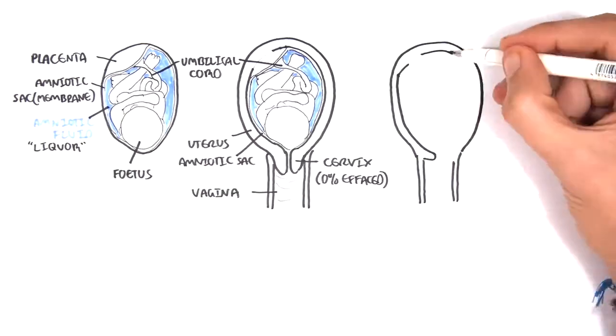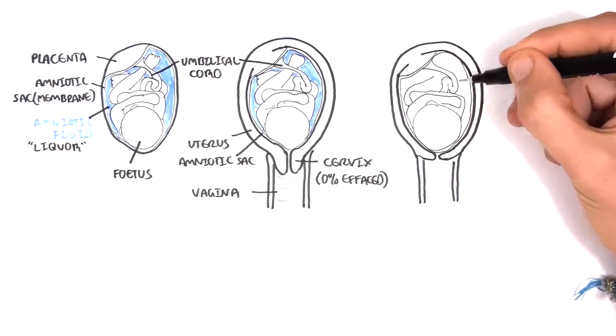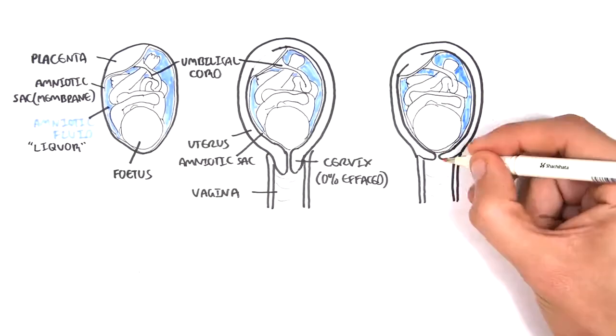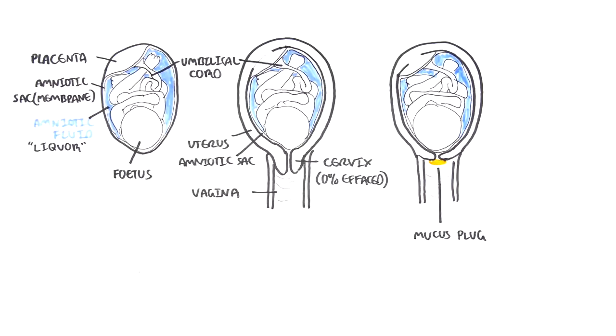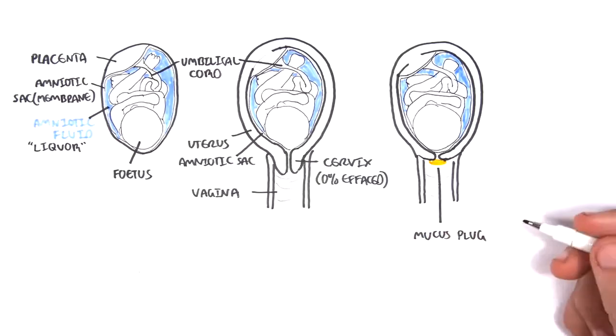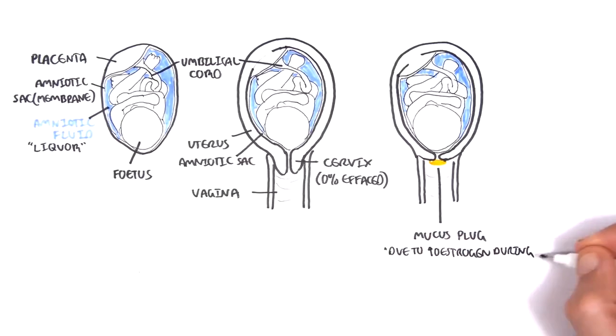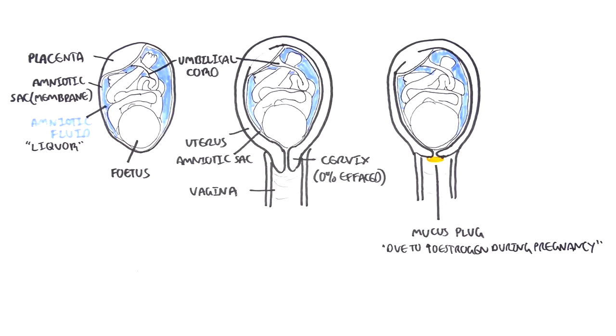Drawing out the diagram again, we are now in front of the cervix, and in front of the cervix there's a mucus plug. The mucus plug forms because of the estrogen that is being produced throughout pregnancy. The estrogen helps form the mucus plug, and the mucus plug is important in preventing things from entering the cervix during pregnancy, such as bacteria.